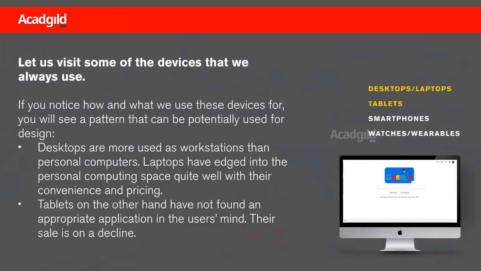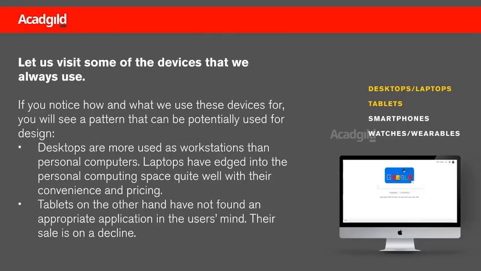Now, what we're going to do is quickly visit some of the devices that we use on a daily basis and quickly talk about them a little bit. Let's go to some of the devices and how we use these devices. Let's look at desktops and laptops to start with, right? And tablets, right? Desktops are mostly used as workstations.